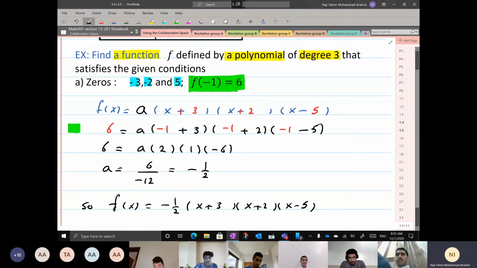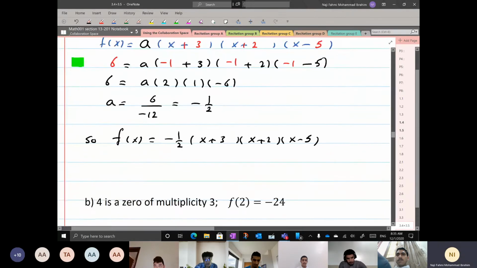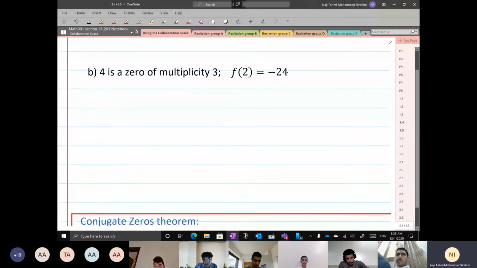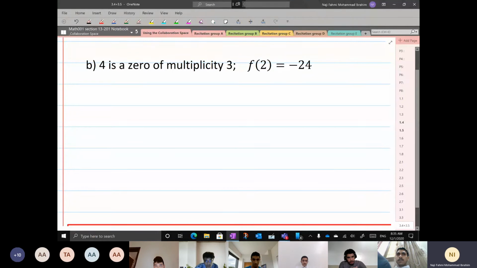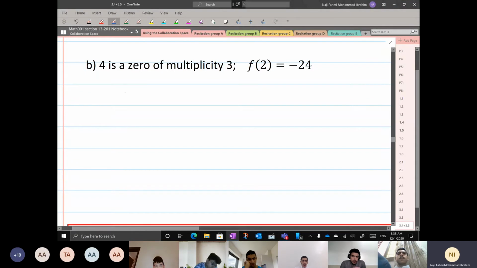Raise your hand if you have a question. And leave your camera open, Shabab. No questions? I want you to do this one. Solve this one for me. He said 4 is a zero of multiplicity 3. So how many zeros do we know right now? 1. So how many brackets will we make? 3. One bracket with power of? Yeah, let's start. Make a function here.